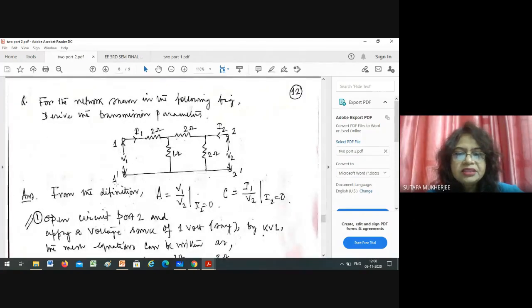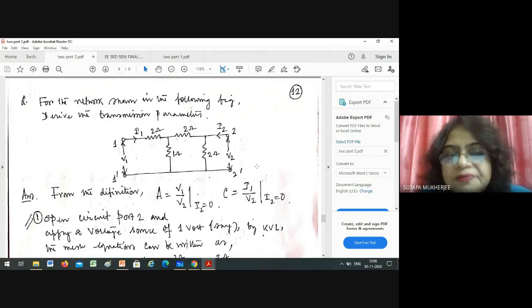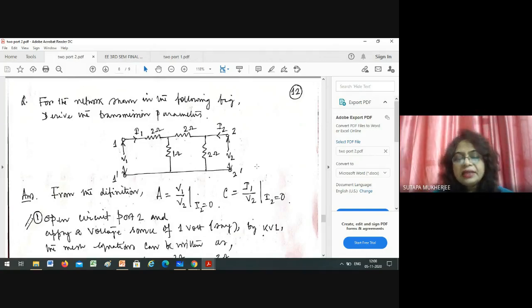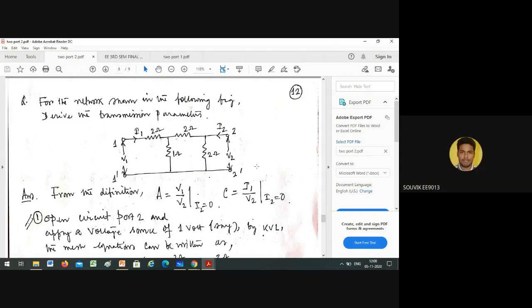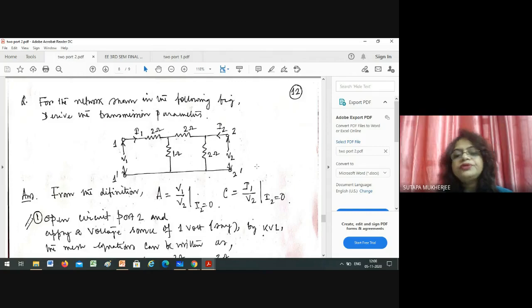Now again the same problem. In the same problem, you have to determine the transmission parameters. Already you have determined the Y parameters and Z parameters. Now for the same problem, you have to determine the A, B, C, D parameters, that is the transmission parameters. First of all, you have to know what capital A parameter is: V1 by V2 when I2 equals 0, because already you know that.